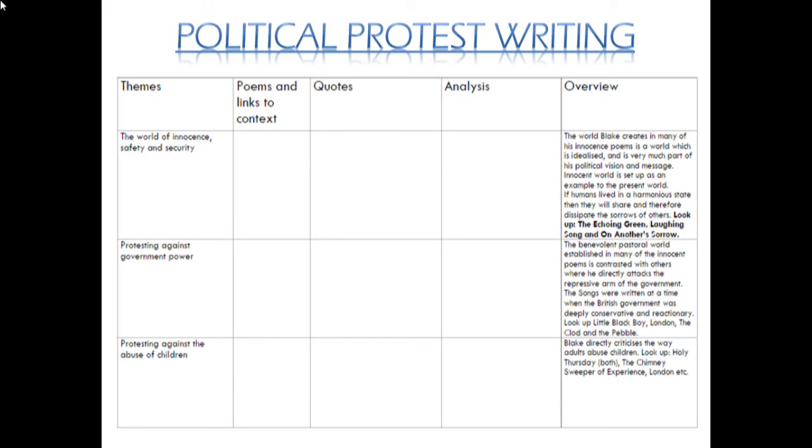Then you go again: protesting against government power is obviously so key. When I say government power, by the way, you can look at any of the institutions: the monarchy, the education system, the church. So again, going across the table. And then, of course, the last one, really key, is victims. Yes, the protest trope of victims. So how does he protest against the abuse of children, who are the ultimate embodiment of victimhood in Blake's poems?